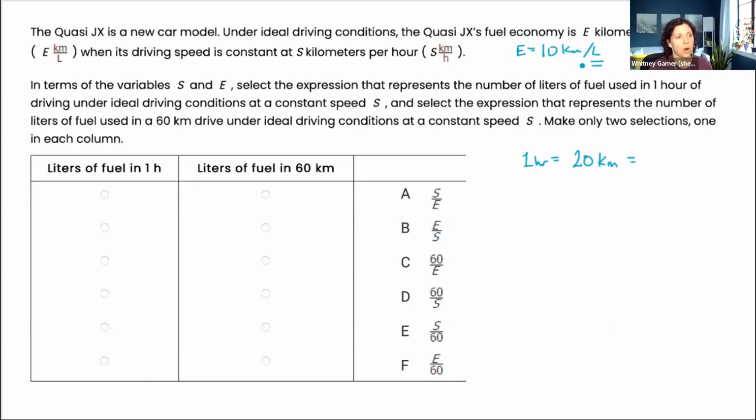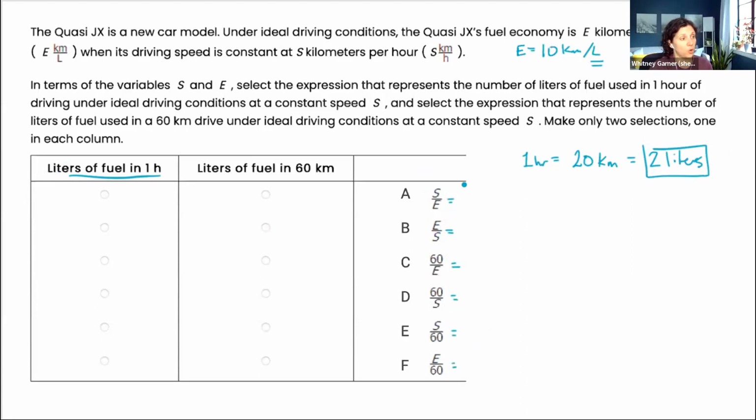And if I've gone 20 kilometers, I've used 2 liters of fuel because I used a liter for every 10. So 2 liters is my solution for 1 hour. Now, in order to find 2 liters, I have to replace all of my answer choices with this 10 and 20 that I chose and make sure that I don't get more than one that gives me the same number.